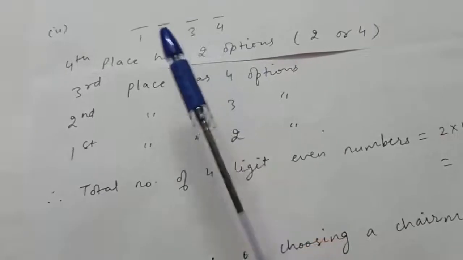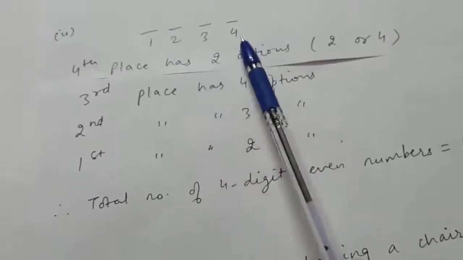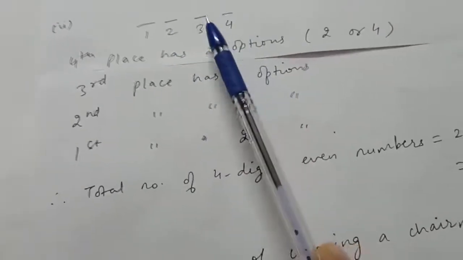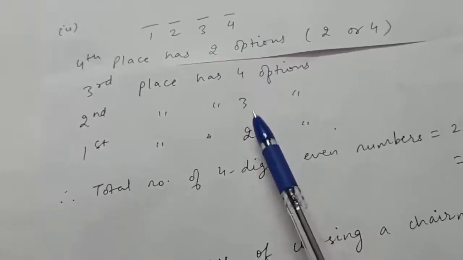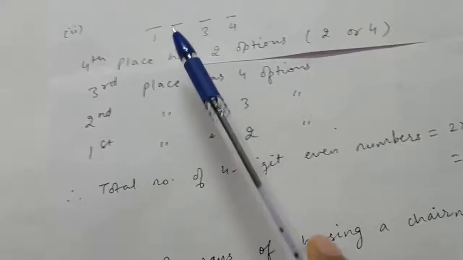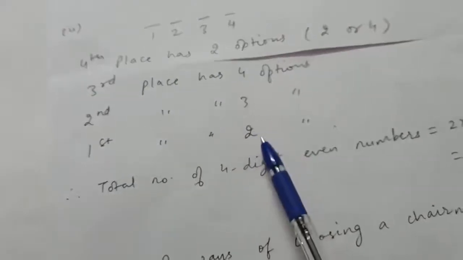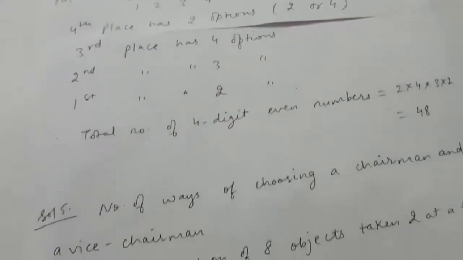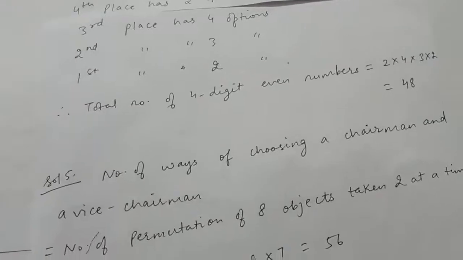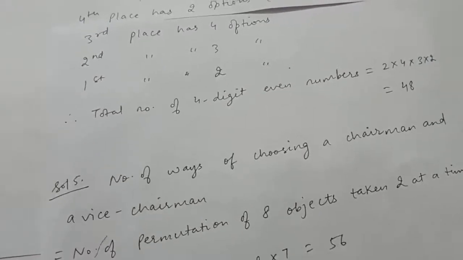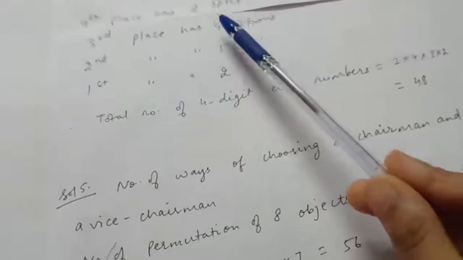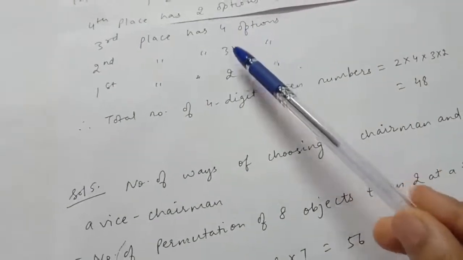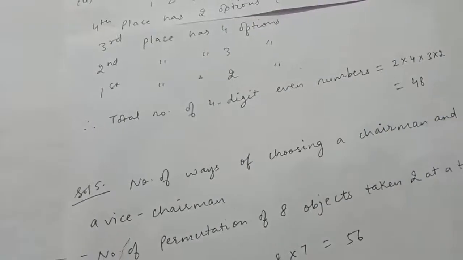Now in total we have 5 options, but because one option has been used here, for the 3rd place we have 4 options. For the 2nd place, 3 options, and for the 1st place, 2 options. Right? So the total number of 4-digit even numbers is 2 into 4 into 3 into 2, that is 48.